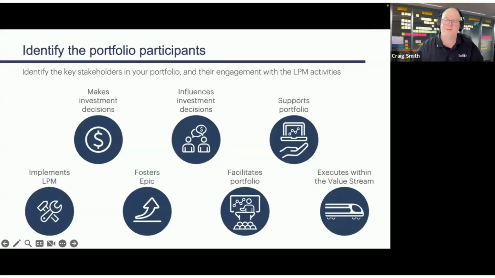So who are your participants? Think about who makes the investment decisions, who influences them, who actually supports the portfolio now, and will they continue to do it in the future? You might want to think about how you might start to streamline that. I worked in an organization just recently where they had 8 different PMOs, and that was only within one division of the organization. It's really scary.